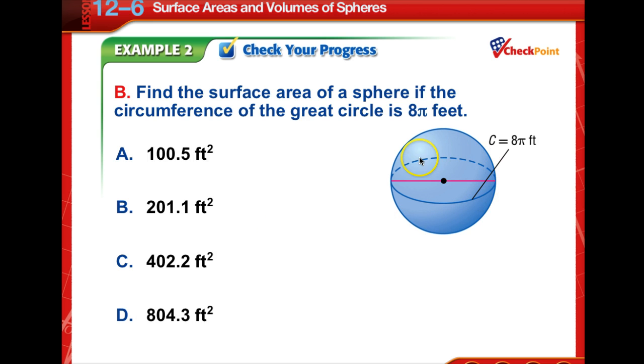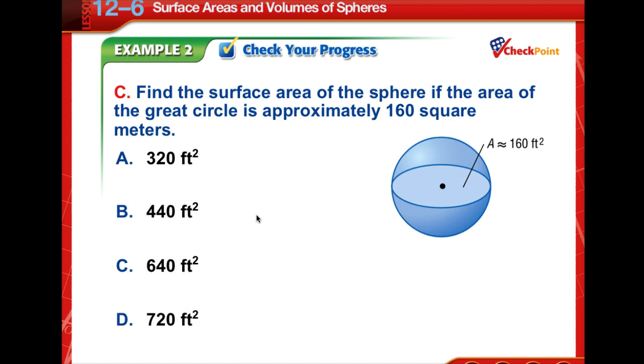Now we're given the circumference of the great circle. We've got to find what the surface area is of the sphere. So pause the video and then come back and check your work. We divide 8 pi by 2 pi r. So divide both sides by 2 pi. The radius is 4. Substitute it into the formula. 4 times pi times 4 squared, 201.1 square feet.